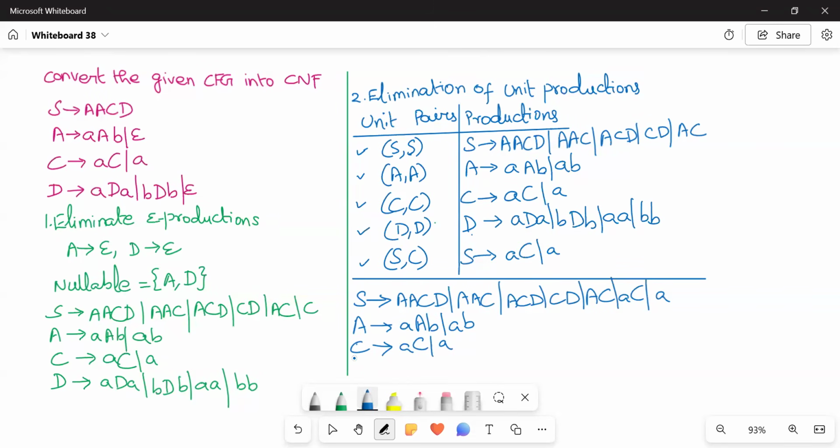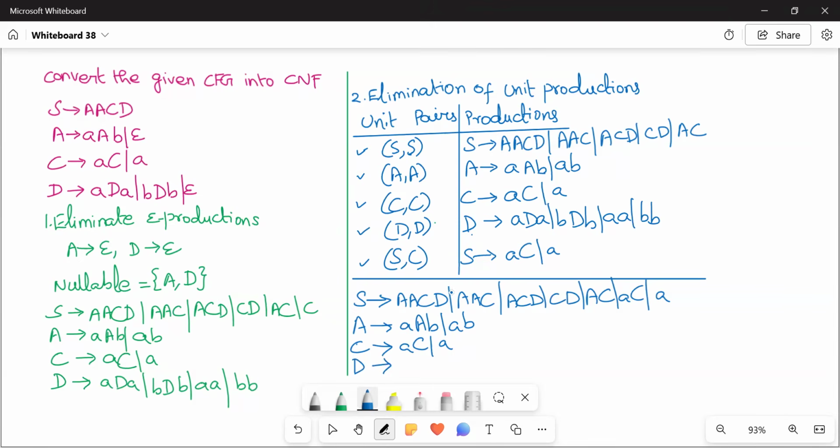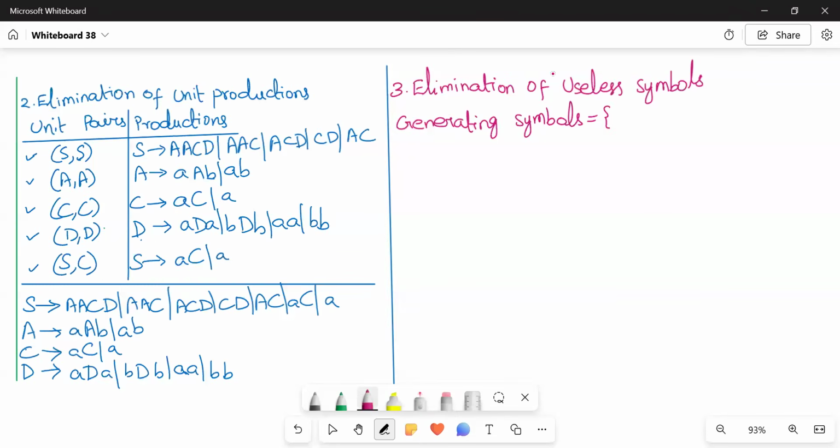So finally D tends to ADA bar BDB bar AA bar BB. Then we need to do the third step. The third step is elimination of useless symbols. So first we have to find all the generating symbols from the grammar. So by default, all terminal symbols are generating. Here the terminal symbols are A and B. So these are generating symbols by default.